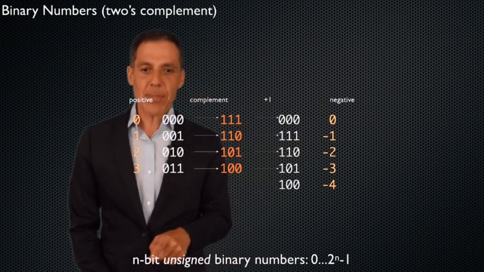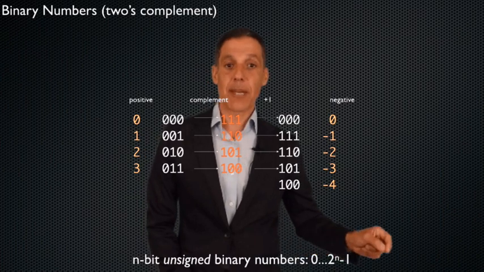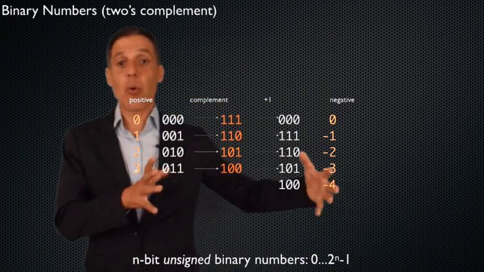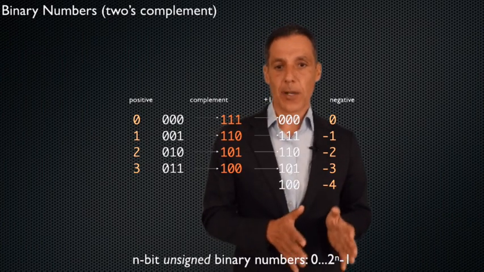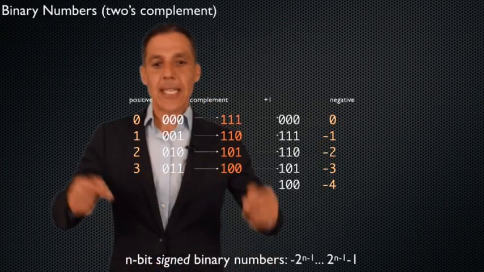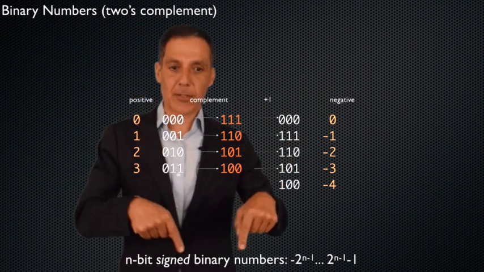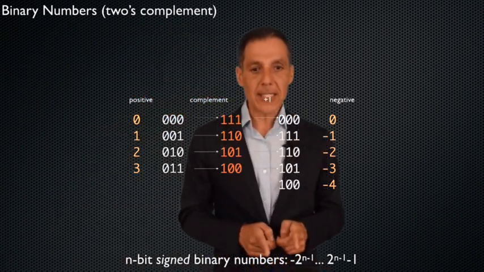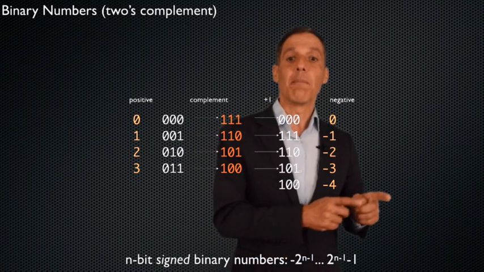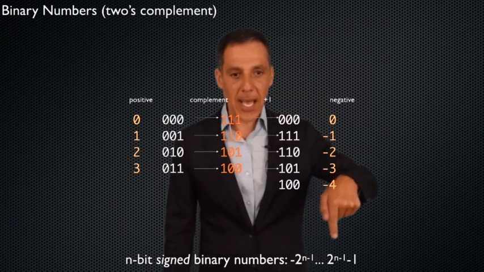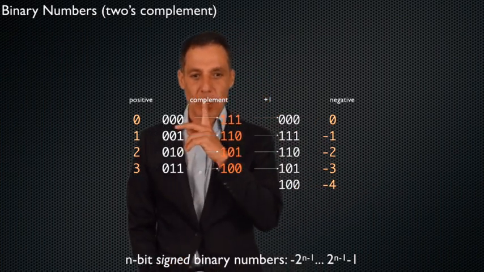If I had n-bit unsigned binary numbers, I would be able to go from 0 to 2 to the n minus 1. So I'd have 2 to the n total numbers, but the max number would be 2 to the n minus 1. With n-bit signed using 2's complement binary number, I go from -2 to the n minus 1 to 2 to the n minus 1 minus 1. That is, there's one less positive number than negative number.